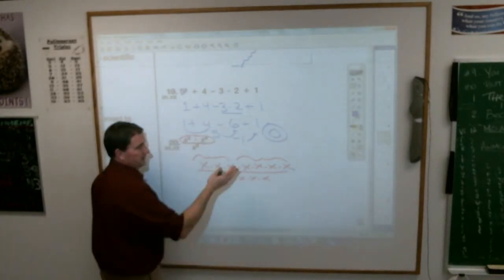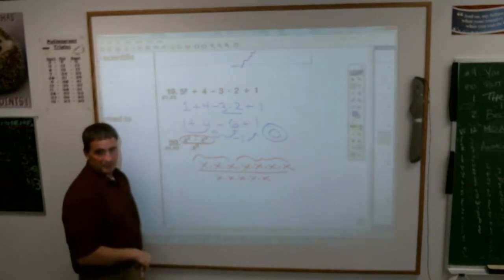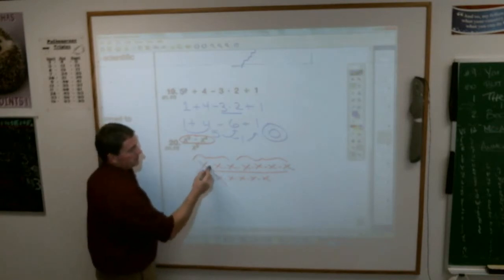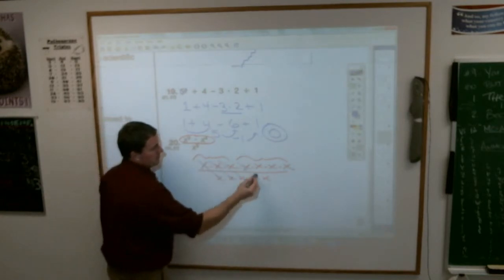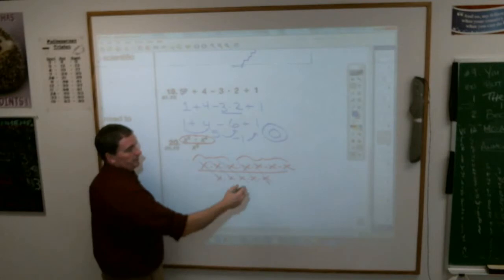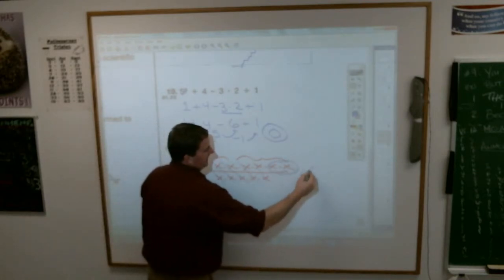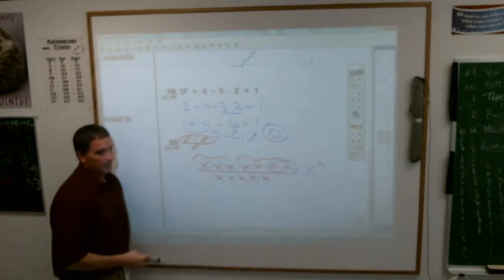So when you multiply the same things, if you have the same thing on top as on the bottom, they cross off one for one, cross off, cross off, cross off, cross off, and you're left with just x squared.